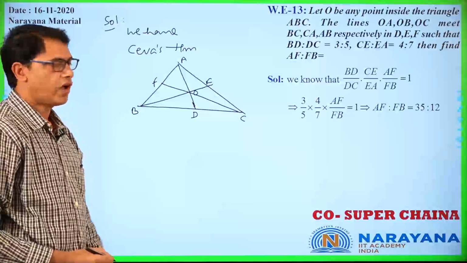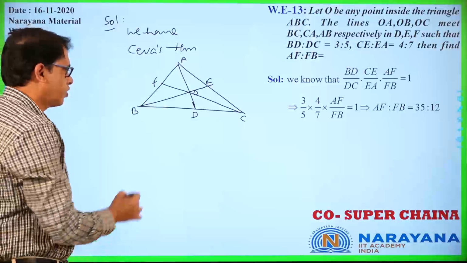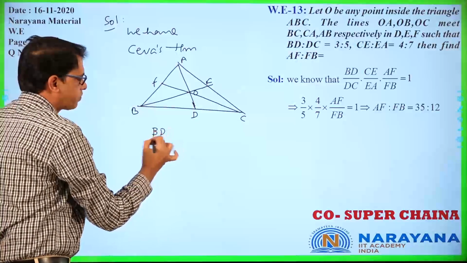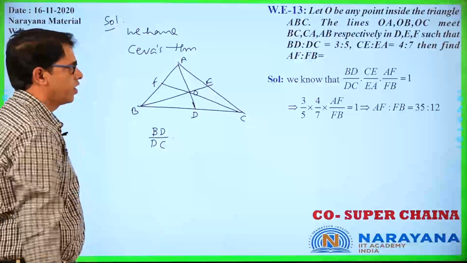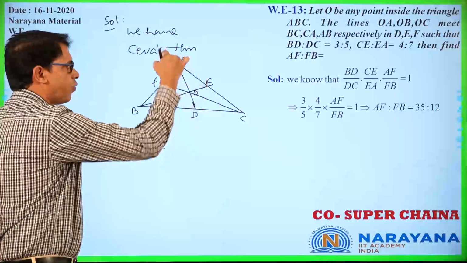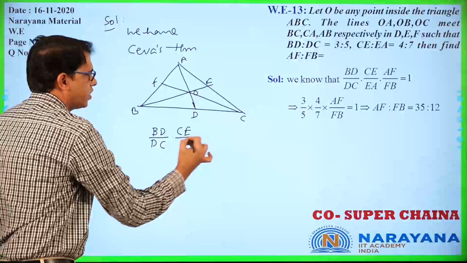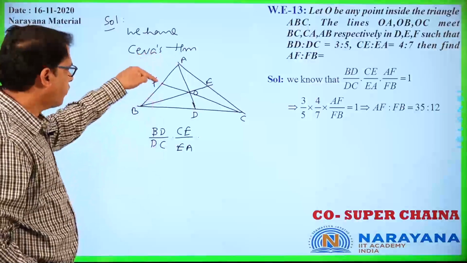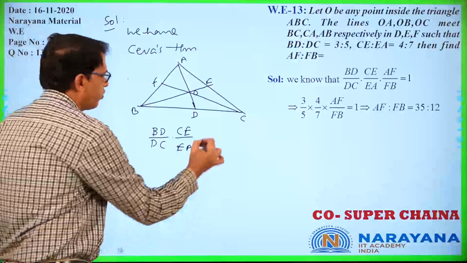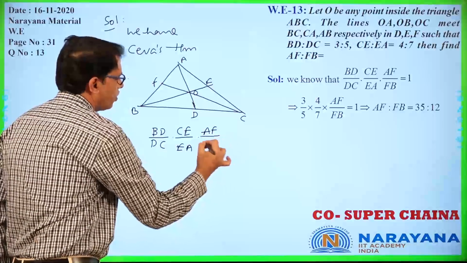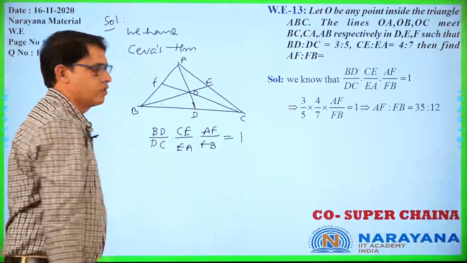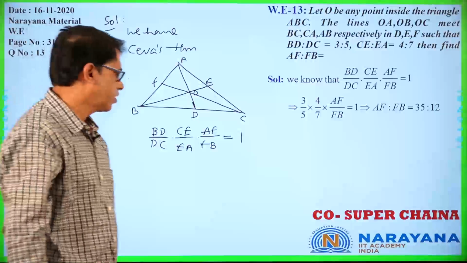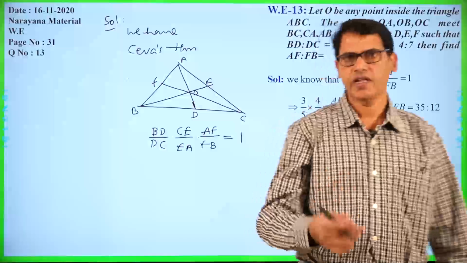So we have the relation: BD upon DC into CE upon EA into AF upon FB equals 1. So this is Ceva's theorem. Remember the statement. You can derive this in a very simple manner.